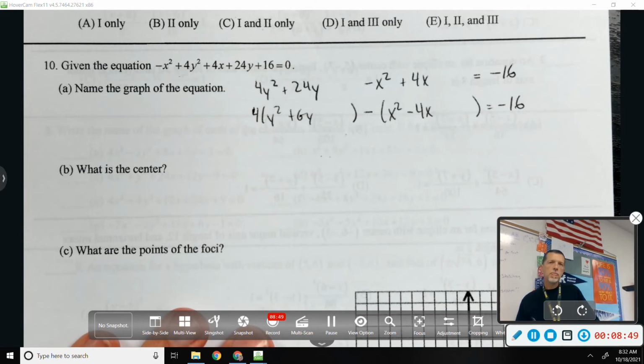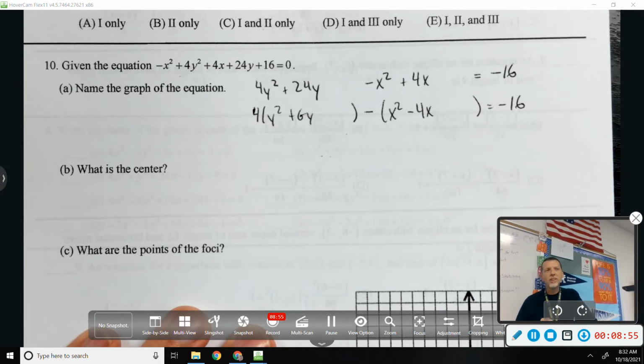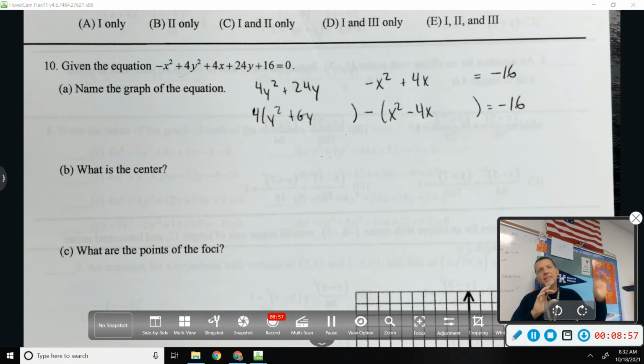Why didn't you have the x first? Because usually I want the positive thing first, so that it ends up something squared minus something else squared. It doesn't really matter, but it's just going to make more sense to have the positive thing first.